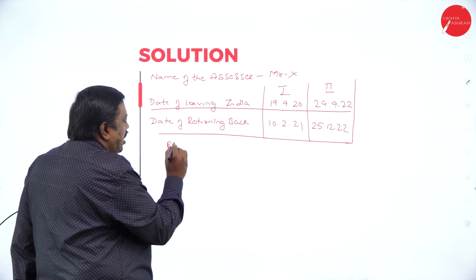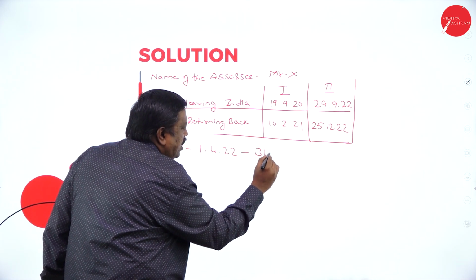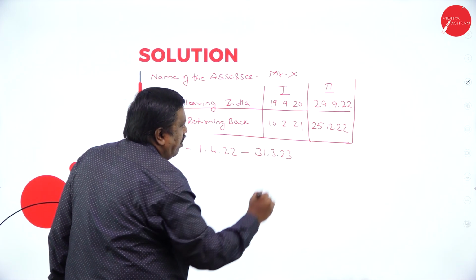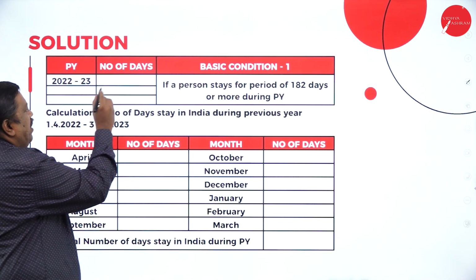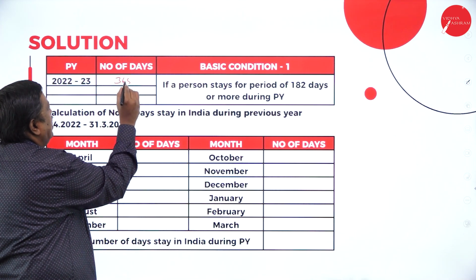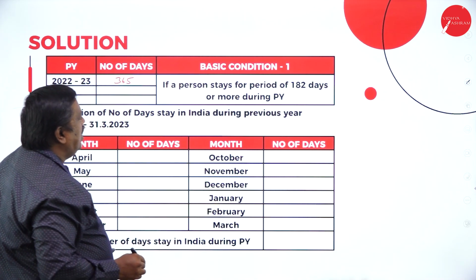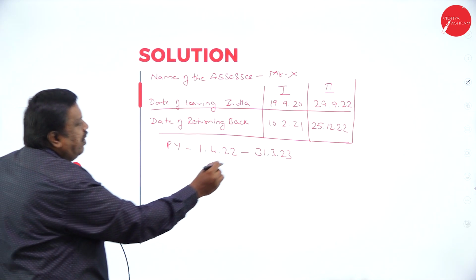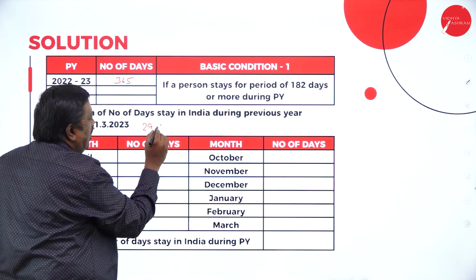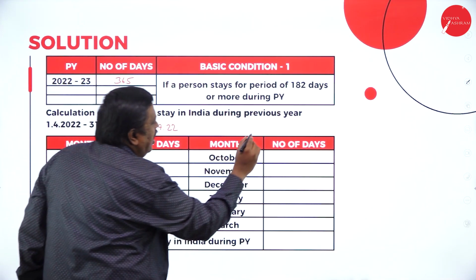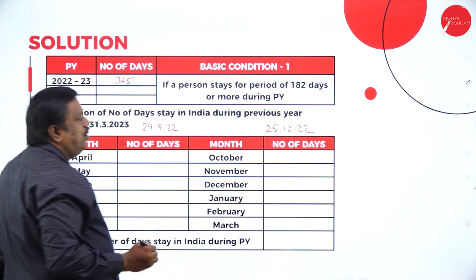Our previous year is 1/4/2022 to 31st March 2023. So let us determine. During the previous year, we have 365 days. Whether I'm going to satisfy my first basic condition or not, let us check that. During the previous year, I left India on 29th September, and I returned back to India on 25th December 22.